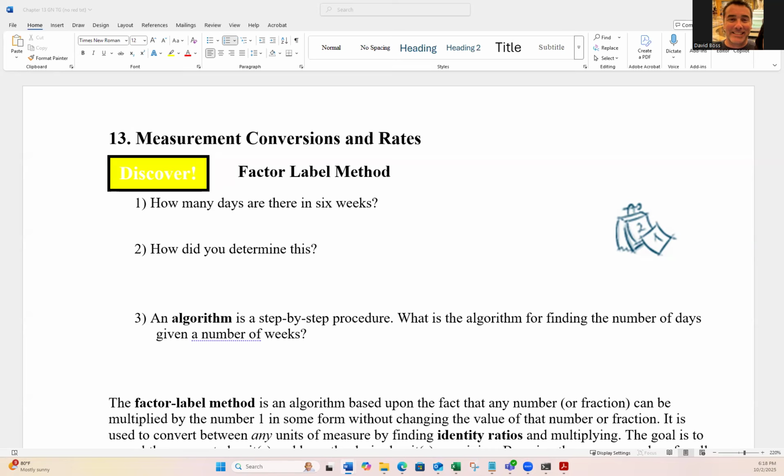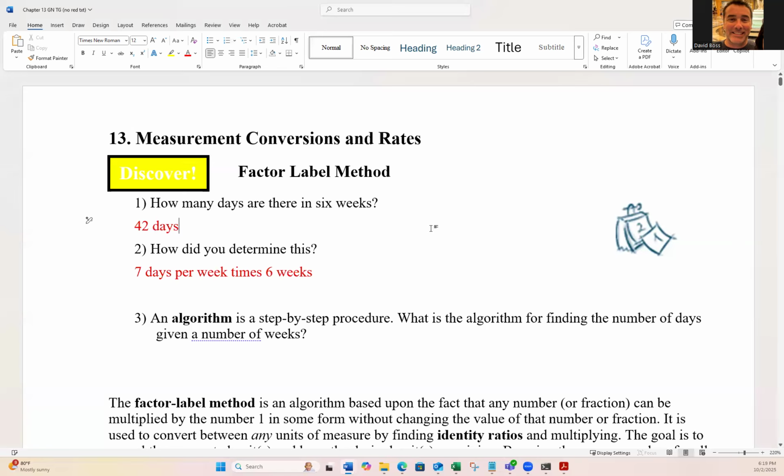Okay, chapter 13, we're going to talk about measurements and conversion rates. Let's start out with something simple. How many days are there in 6 weeks? And the answer, as you may have figured, is 42 days, which is basically 6 times 7. How did we get to that? 7 days in a week times 6 weeks. 6 times 7 is 42.